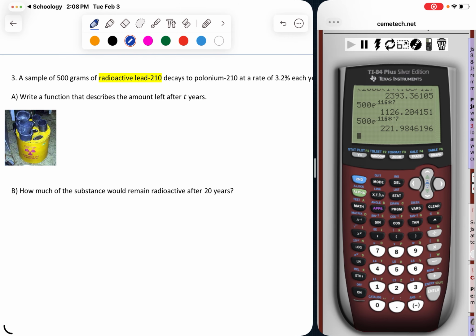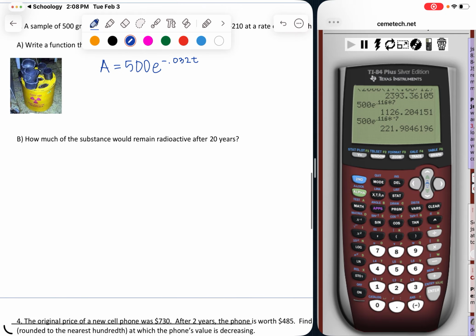So once again, this is PERT. So we're doing A equals or Y equals, I don't care if you put either one. Your initial amount, which is our 500 grams, times E to the rate is 3.2%, and it's decaying. So we're using -0.032, and then t years. There's our equation. How much of the substance would remain radioactive after 20 years?